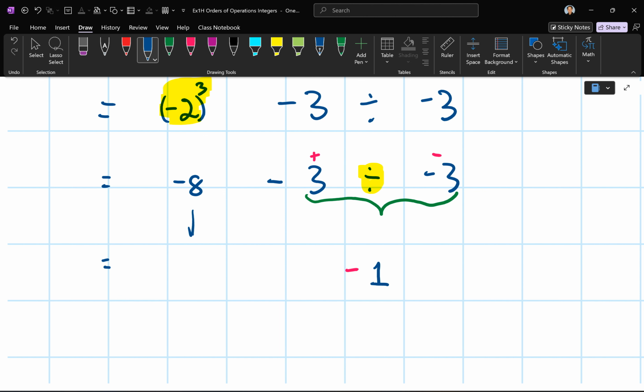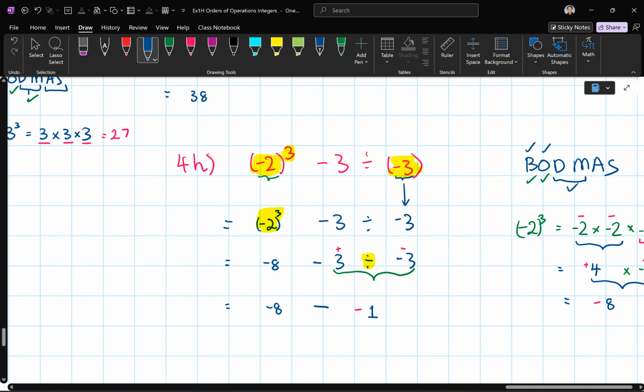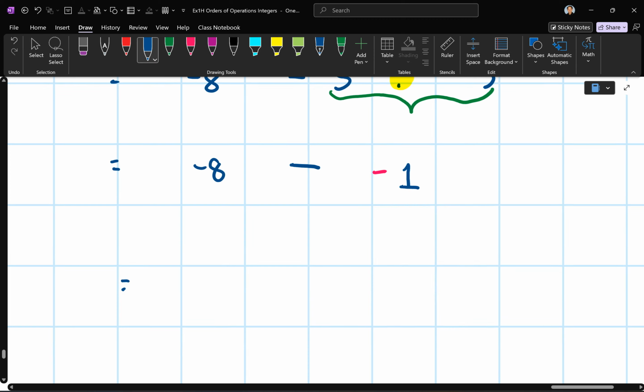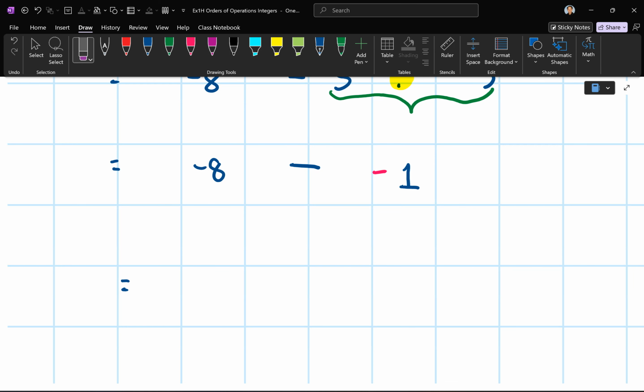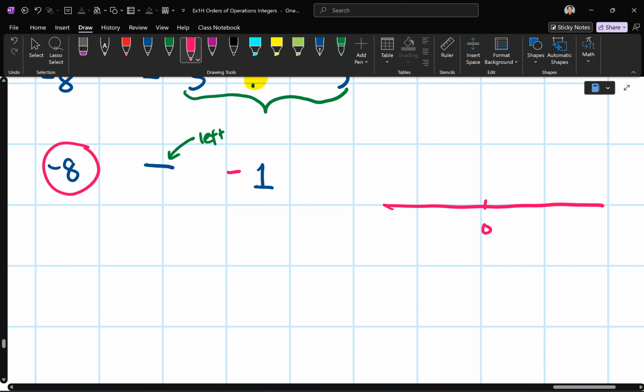Let's rewrite everything again. I've got negative 8 here. I still have a minus symbol. And I've now just ticked off division. So division is done. Now I'm up to the last one, addition, subtraction. And this is now exercise 1F, where you have to get used to reading minusing a negative number, right? So remember how I taught you? Minus is left on the continuum. So if I drew the number line for you to see, where's negative 8?